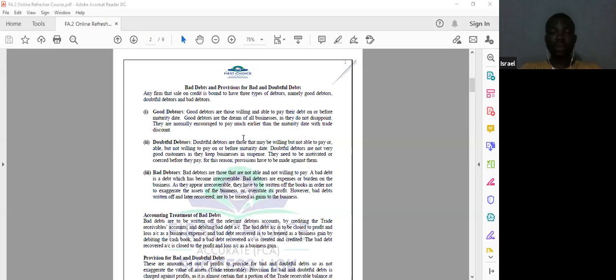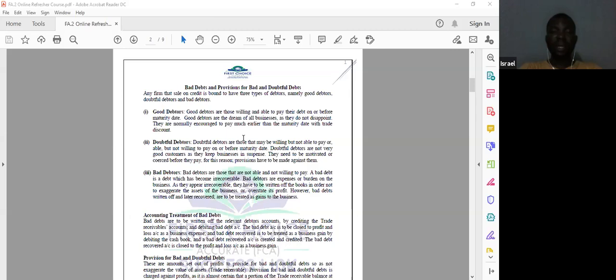There are other times that part of the credit we have sold will be paid. If that's paid, we call those people good debtors. It means they are good customers of ours. But if the customer is unable to pay, we call them bad debtors. Now, in our industry, as an accountant, because of experience over the years, there is what we call doubtful debt. Doubtful debt is when you are not sure. You're like 50-50 whether the client will pay or not. Such is what we call doubtful debt.